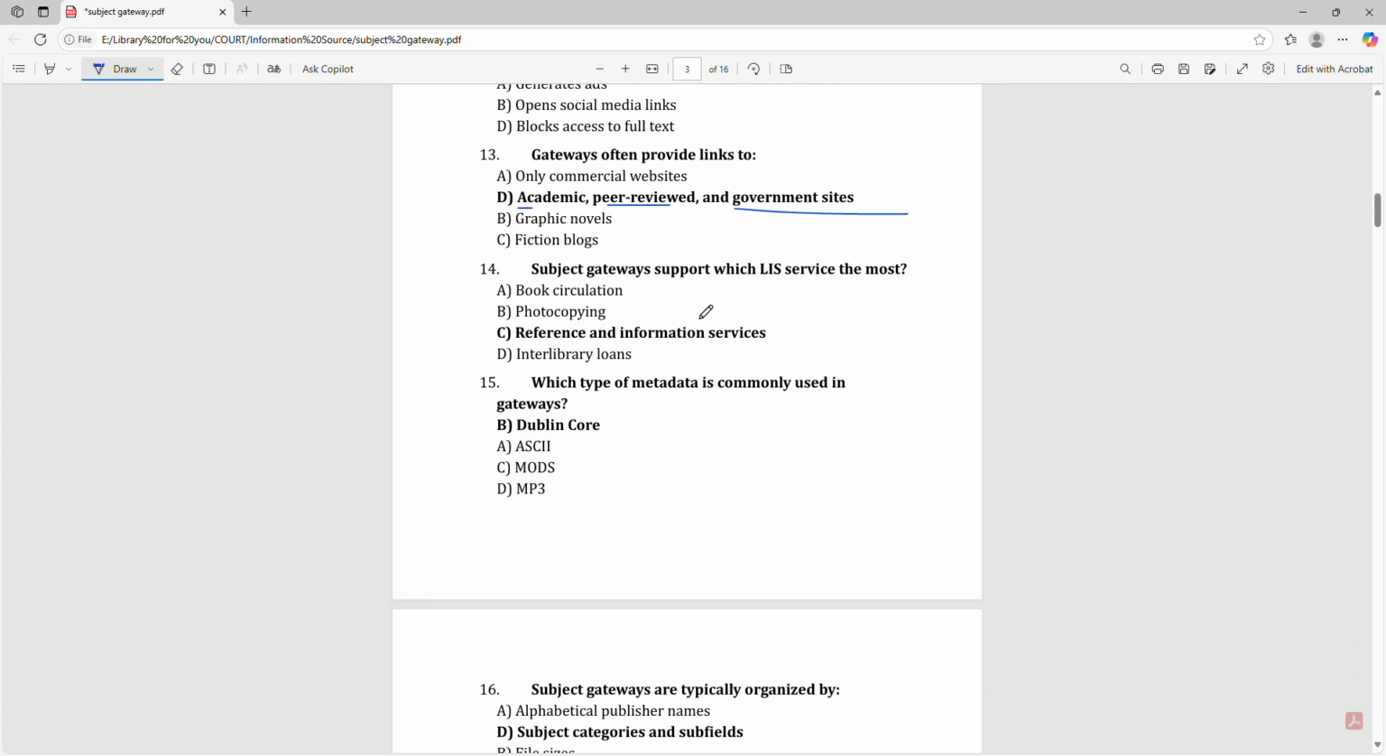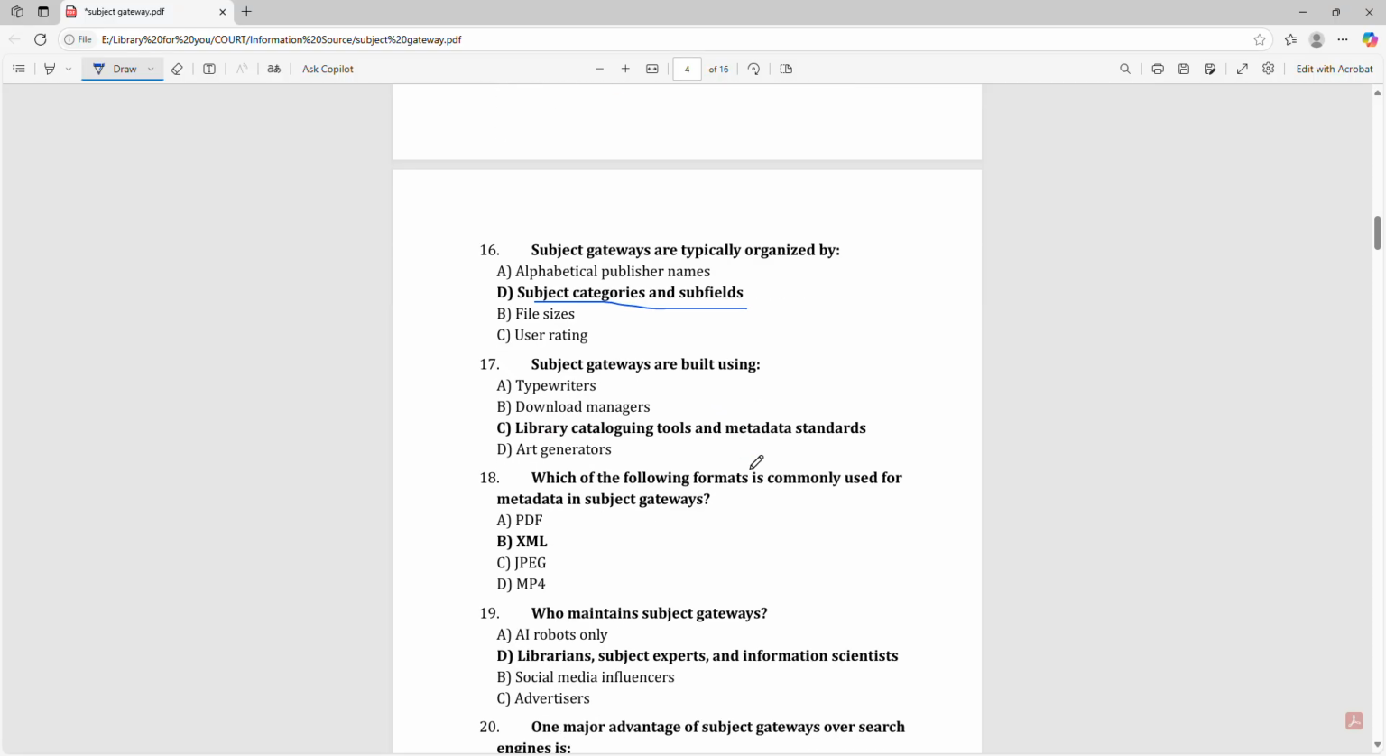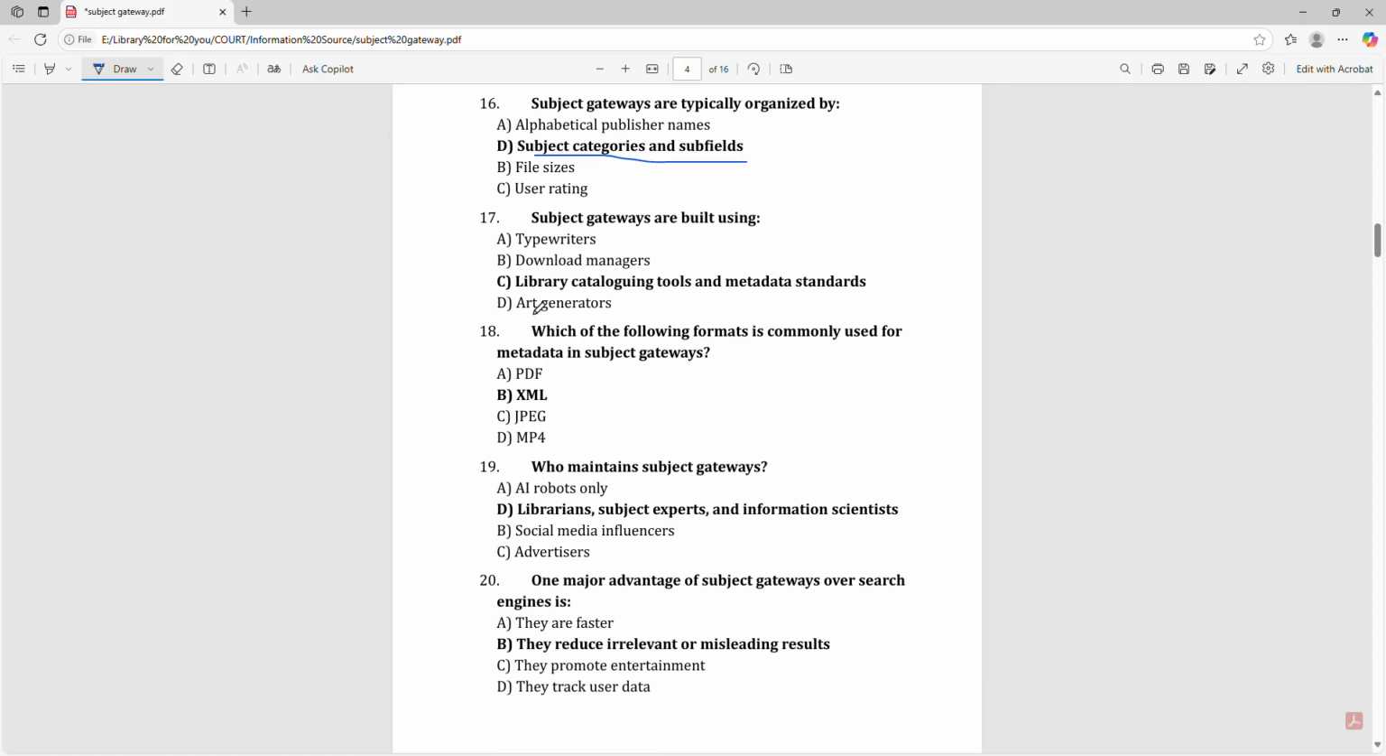Subject gateways support which LIS service the most? Reference and information service. Which type of metadata is commonly used in the gateway? That is Dublin Core metadata. Subject gateways are typically organized by subject categories and subfields. Subject gateways are built using library cataloging tools and metadata standards.